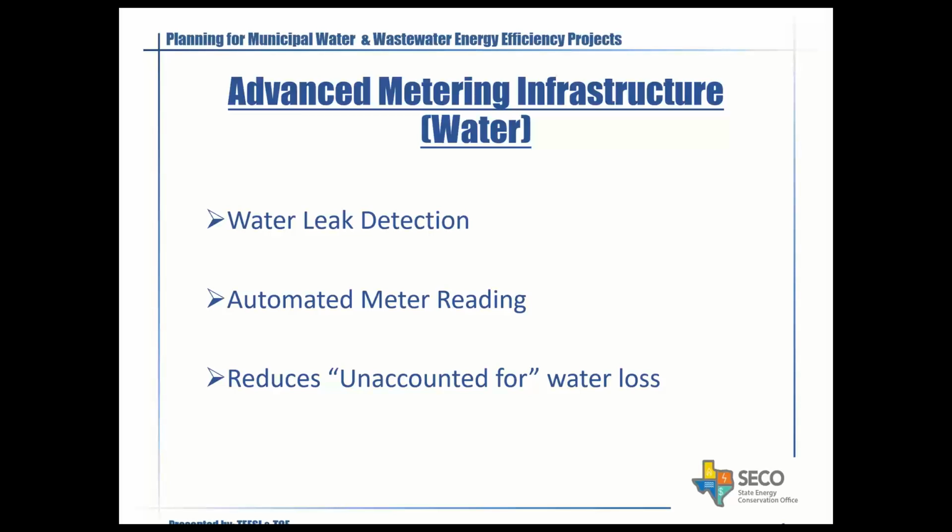Some of the things that can really save a lot of money and conservation and power in a city is fixing water leaks. These advanced metering systems that can detect water leaks are so energy efficient, they can pay for themselves very, very quickly when utilized. They can be used for water leak detection. They can be used for automated meter reading, and you can greatly reduce your unaccounted for water loss in your water distribution system.